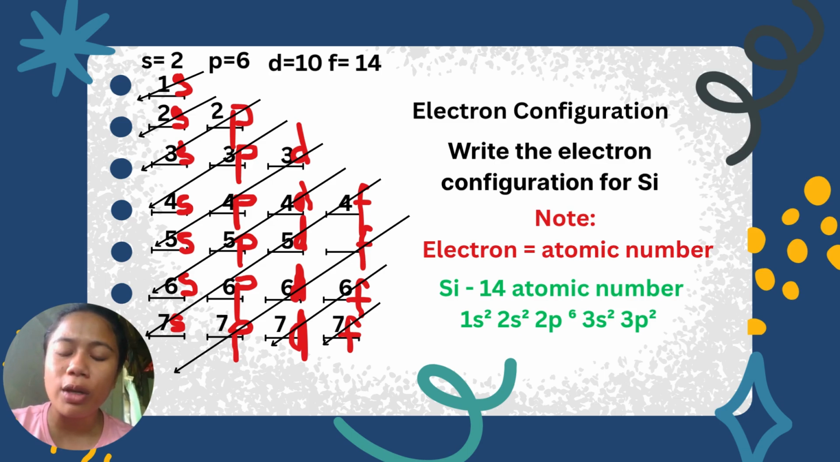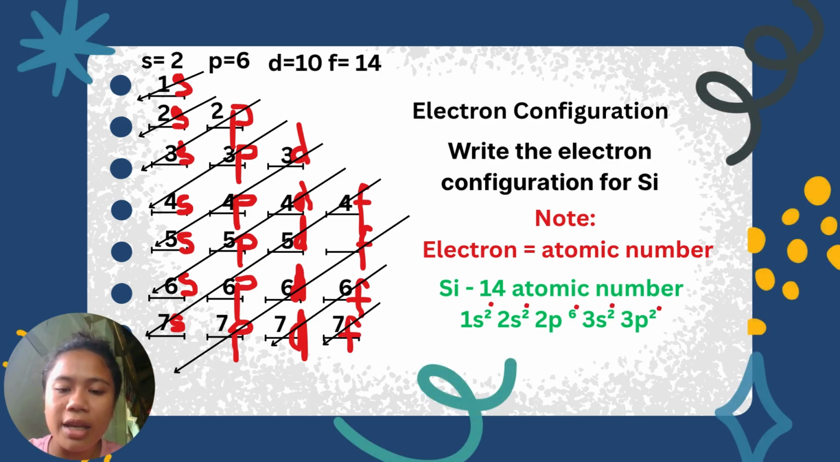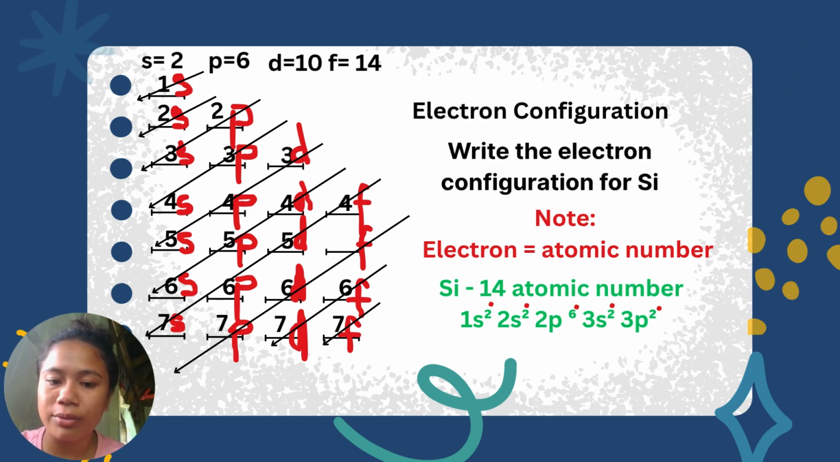Ma'am, why is that? We do not put 3p6 since 6 is the maximum electrons for p, because if we put 6, we will not hit the target, which is atomic number 14. In this slide, it just highlights the exponents. I've put a red dot there so that you can count how many electrons there are already. So 2 plus 2 plus 6 plus 2 plus 2 equals 14. So that's the electron configuration for silicon.